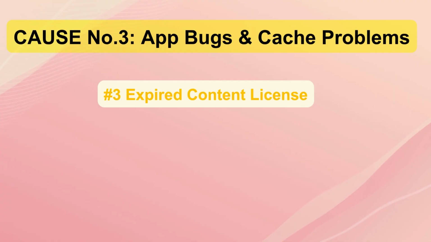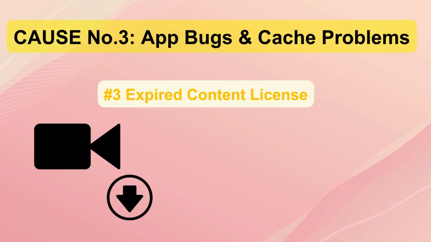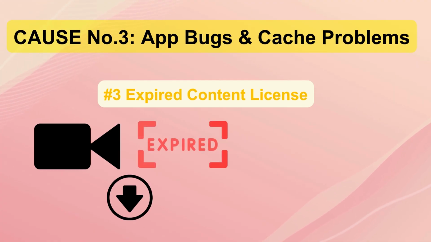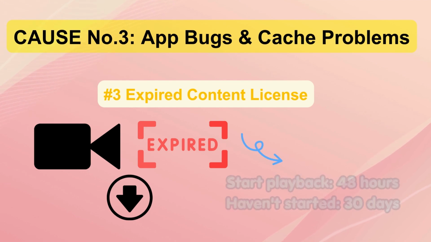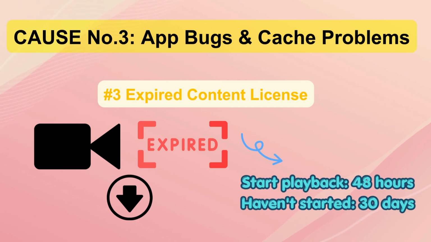Expired content license. Downloaded content comes with a license that expires, usually within 48 hours of starting playback, or 30 days if you haven't started it yet. If something shows as expired, reconnect to the internet and open Netflix. It will refresh the license automatically, as long as the title is still on the platform.